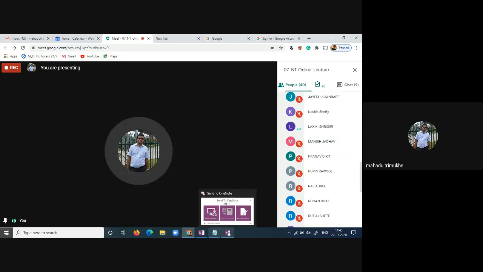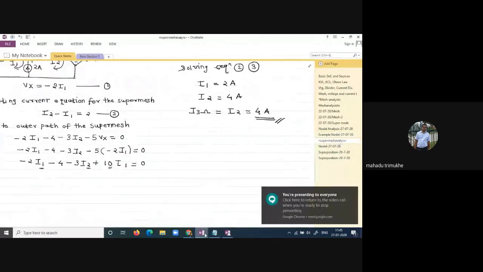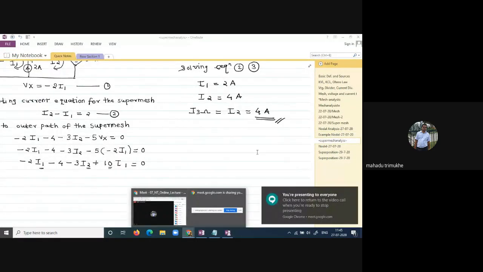So we'll move on to our next example, that is dependent sources: how to apply nodal analysis to dependent sources.